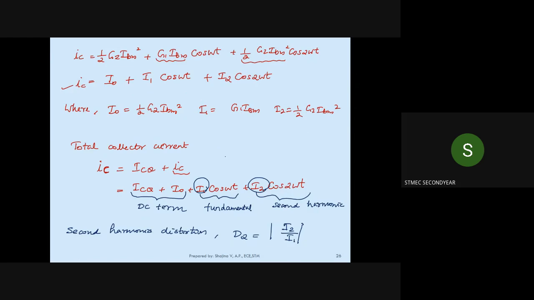In that equation, the equation of the collector current, there will be terms containing cos omega t, cos 2 omega t, cos 3 omega t, cos 4 omega t. Like that, different components will be there. Okay, so we can conclude that for a large signal power amplifier, higher order harmonics will also be there.